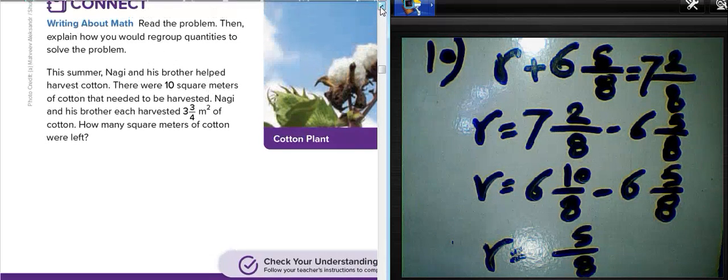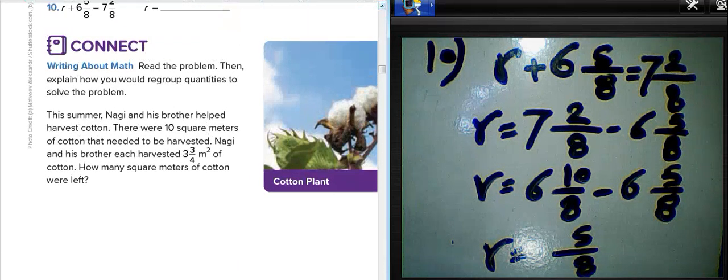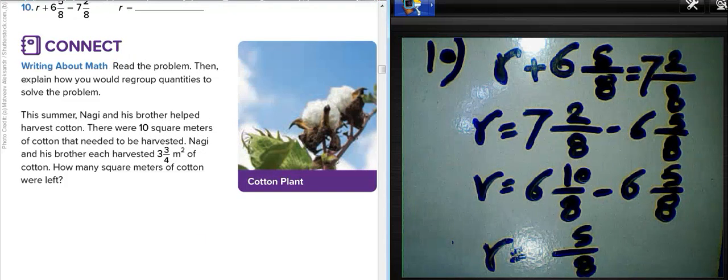Question... concept. Look with me. Writing about math: read the problems and explain how you would group quantities to solve the problem. This summer, Nagy and his brother helped harvest cotton. There were 10 square meters of cotton that needed to be harvested. Nagy and his brother each harvested 3 and 3 over 4 square meter of cotton. How many square meters of cotton were left?